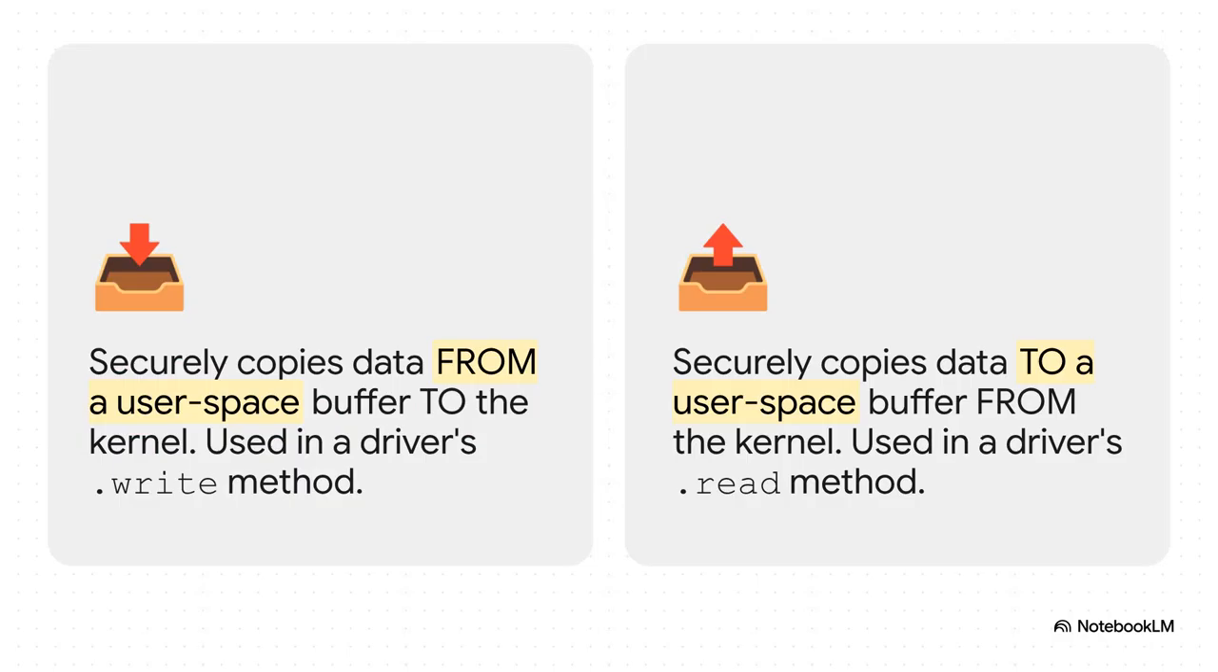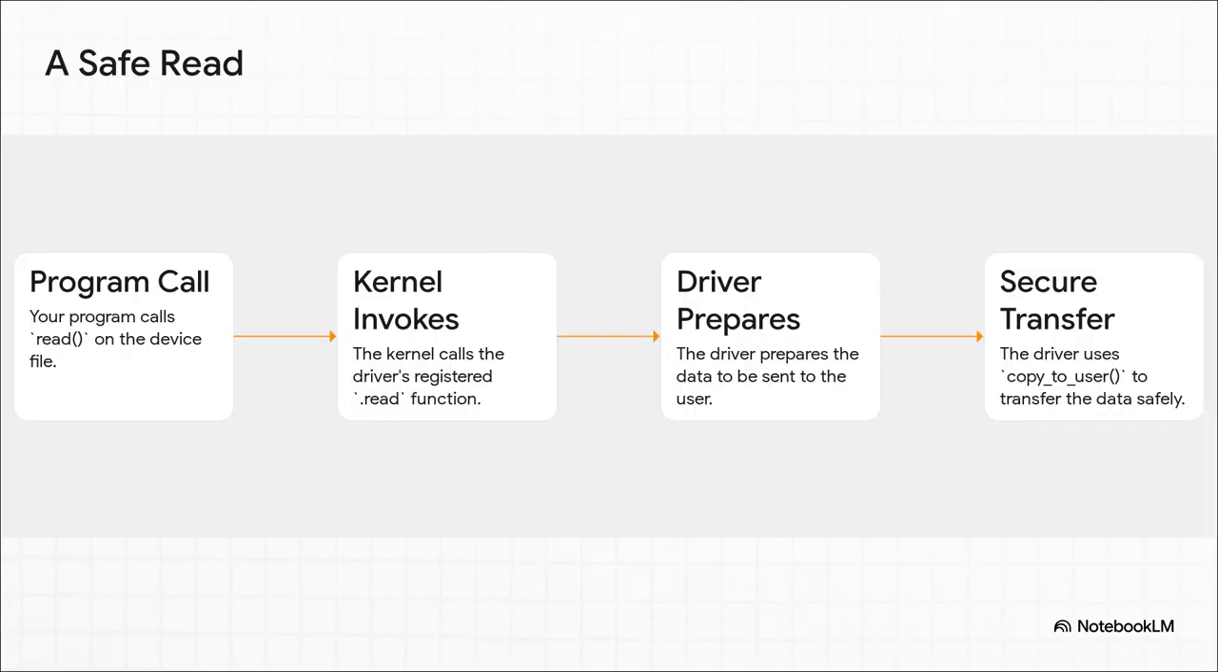So, to solve this, the kernel gives us two special, heavily guarded functions that act as a secure bridge. To get data out of the kernel and back to your program, like in a read operation, the driver must use copy_to_user. And to bring data in from your program, like in a write operation, it must use copy_from_user. These functions do all the hard work and check everything to make sure the transfer is completely safe.